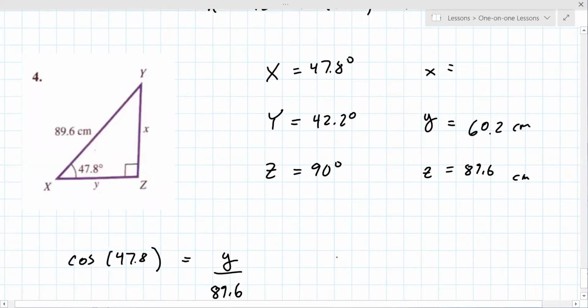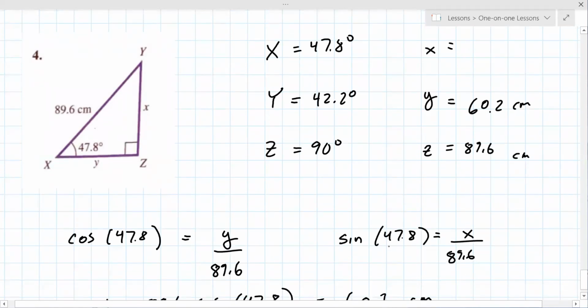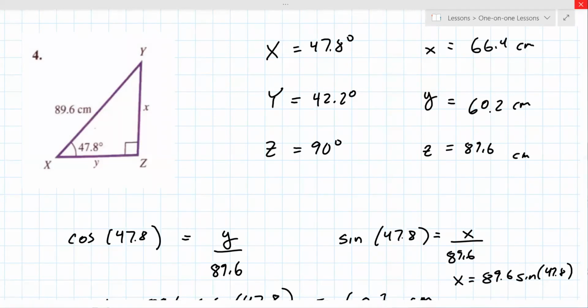So now to find x, the sine of 47.8 is equal to x over 89.6. To solve for x, it's the same thing. You move that over to the other side. X is 89.6 sine 47.8. If you use the wrong trig function, you will see that the values don't work out. It's kind of intuitive once you get going on a few of these. So 66.4. So you would want to have your calculator in degree mode, right? Yes, absolutely. Just making sure.